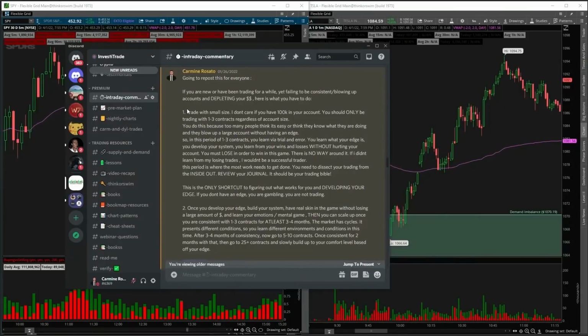You have to trade with small size. I don't care if you have $100,000 in your account. I don't care if you have $1 million in your account. If you are a new trader and you do not have an edge, then you should be only trading with 1 to 3 contracts, regardless of your account size. This is if you're a failing trader, you're blowing up, or you're just on the verge of becoming profitable and you're failing to become consistent. You need to trade with small size. Leave your ego out of the market.